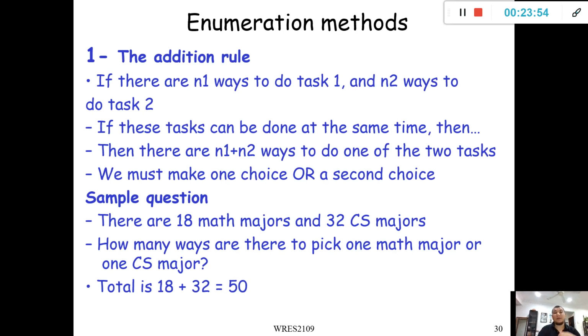Enumeration methods. The first one you learn is the addition rule. If there are n1 ways to do task 1 and n2 ways to do task 2, and if these tasks can be done at the same time, let's say you can watch your favorite Netflix program, like Breaking Bad, that's my favorite show by the way, and then you can also eat pizza at the same time.